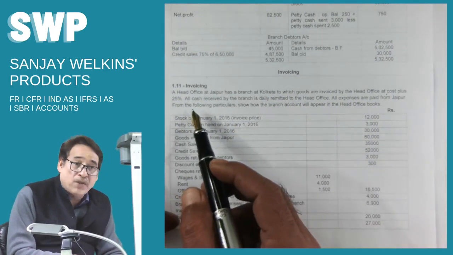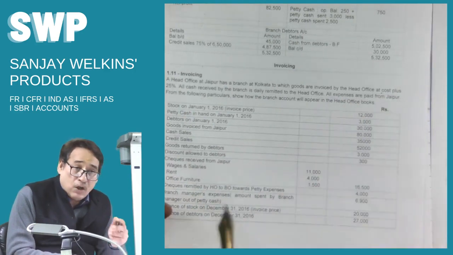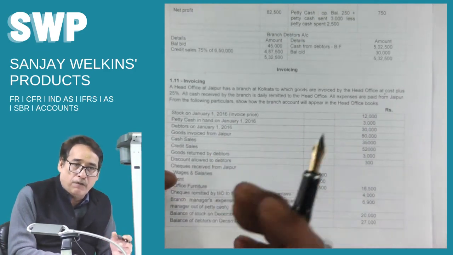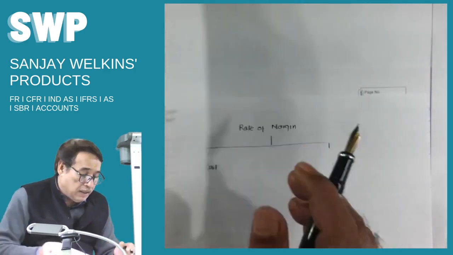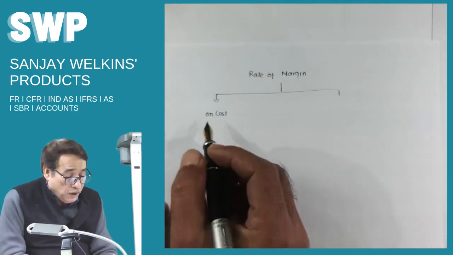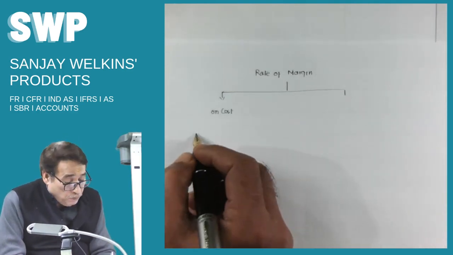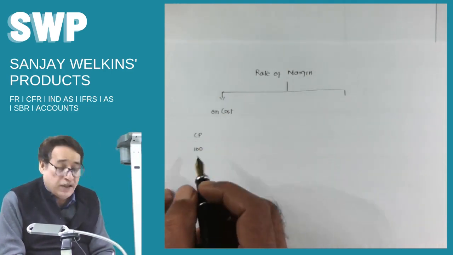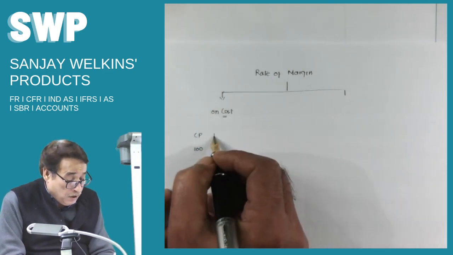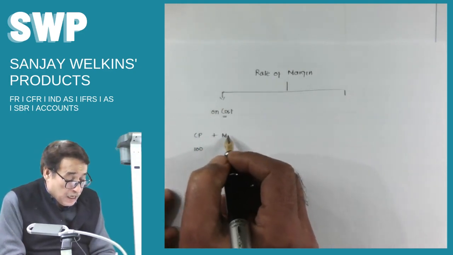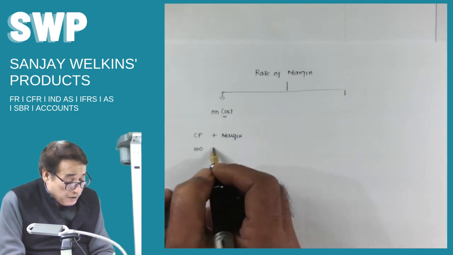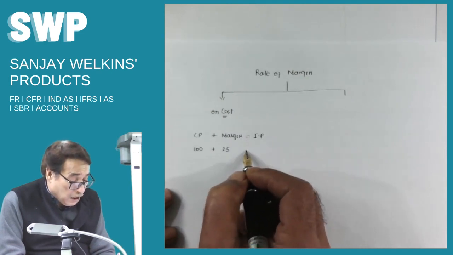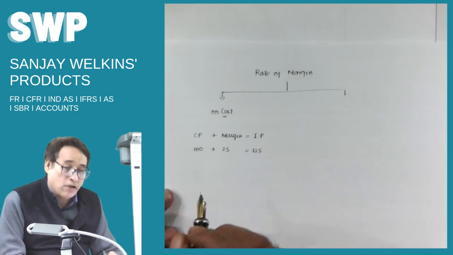Because it is written goods are sent at cost plus 25%, we will call it rate of profit or rate of loading is given on cost. Correct? If rate of loading is given on cost, presume cost price to be 100. Why am I presuming cost price is 100? Because rate of loading is on cost. Then I will write here margin. Margin means loading. Margin is 25. So that means invoice price is equal to 125. So invoice price will be 125.